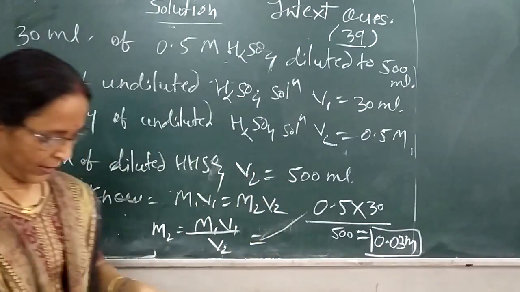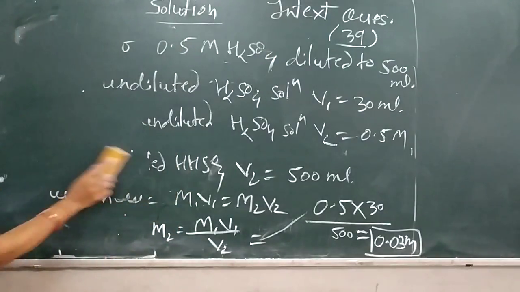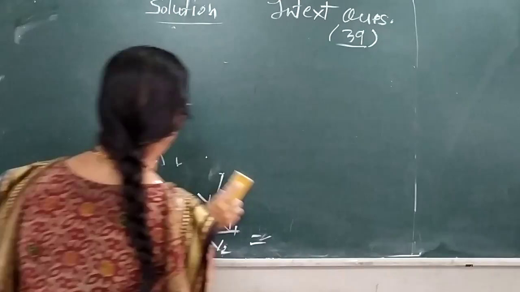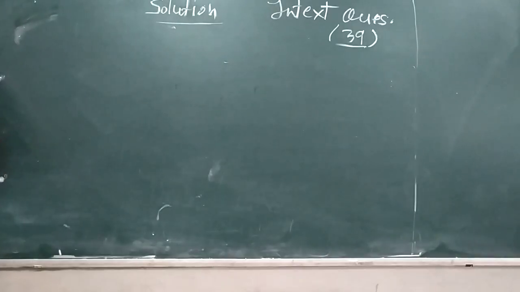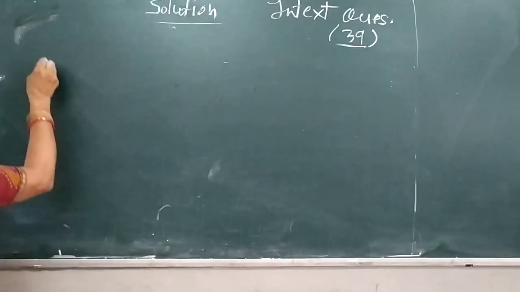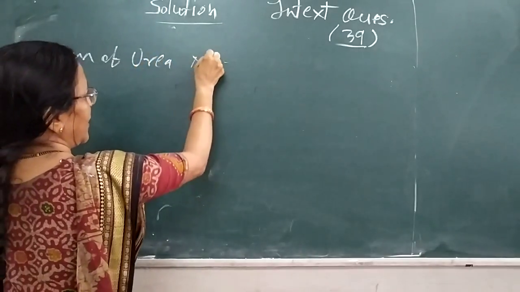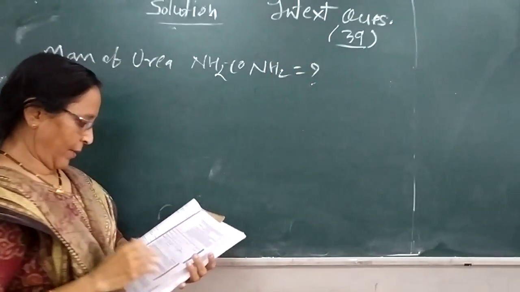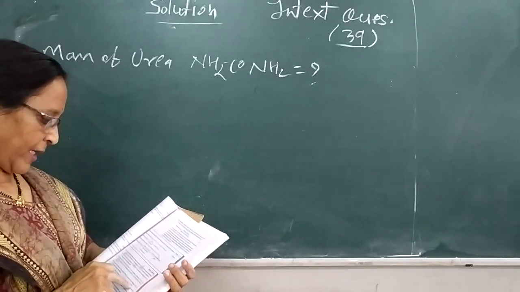Now student, here question number 2.4 and 2.5. This 2.4 I am giving you, and 2.5 I will explain how to solve. For your practice or as an assignment, this question I give you. Calculate the mass of urea, NH2CONH2.